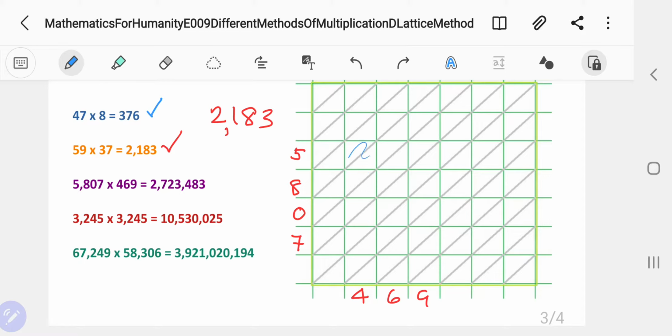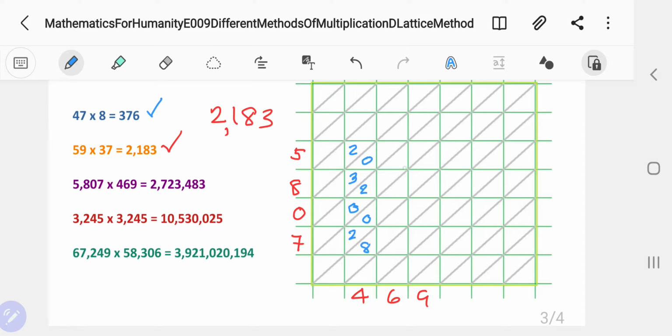So 5 times 4 would be 20. So I write 2 here and 0 here. And then 8 times 4 would be 32. And then 0 times 4 would be 0. So I put 2 zeros here just to fill in the triangles. Then 7 times 4 would be 28.